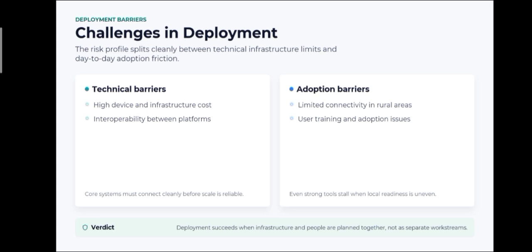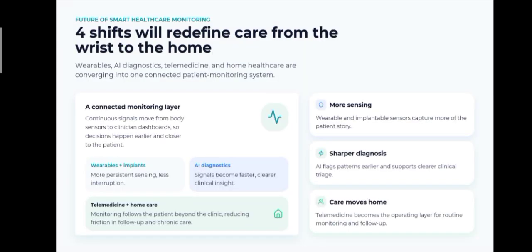Another challenge is limited internet connectivity, especially in some rural areas. User training and adoption are also important. Even a good technology will not help if people are not using it.